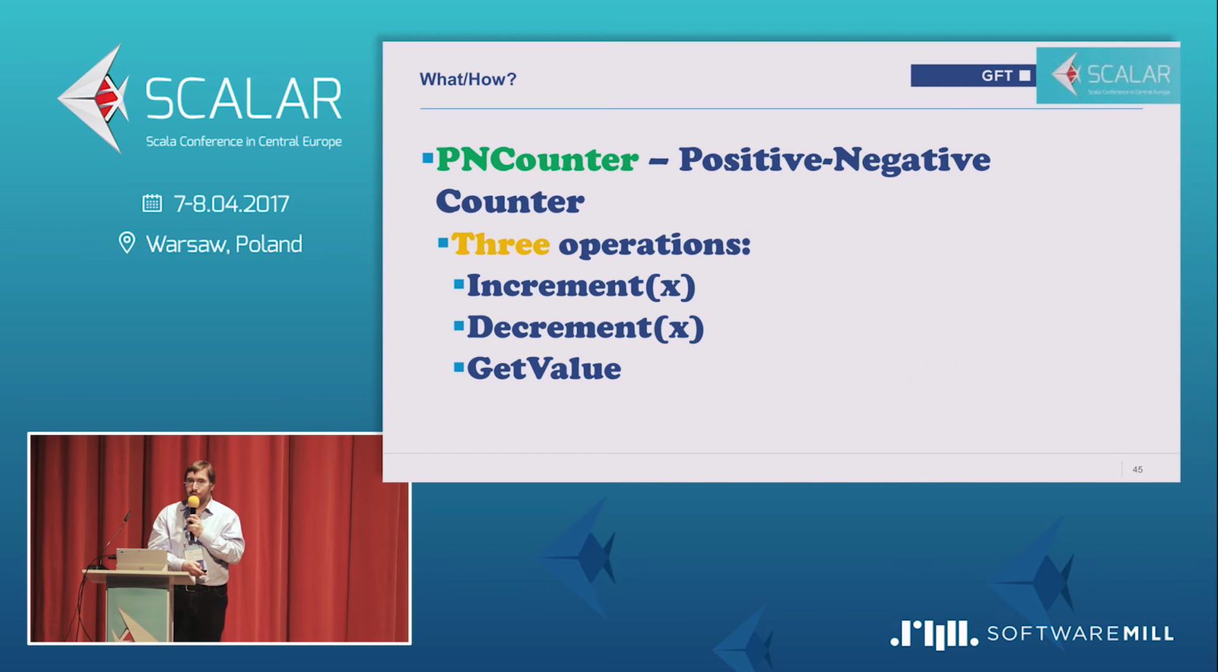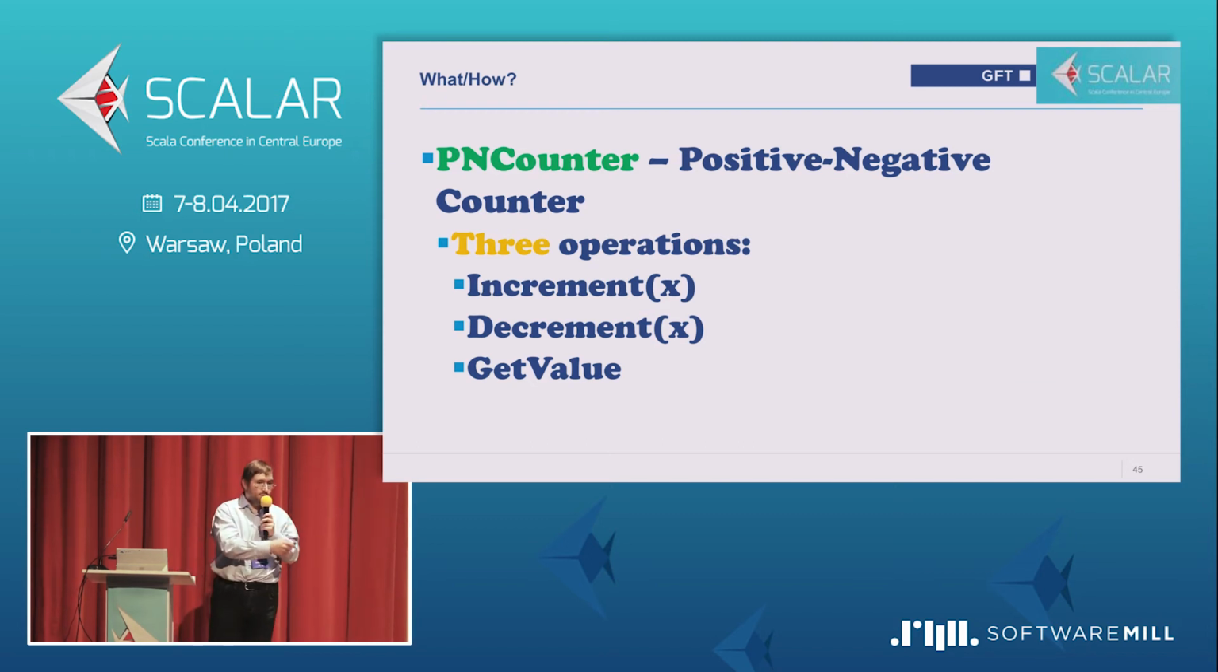So I have 2 values. One is a positive counter and the other is a negative counter, which they both grow. And at the end, before returning the value to the end user, I just subtract the negative counter from the positive counter. There is one problem with that solution, which is the overflow, because those counters grow forever, and that's one big problem with CRDTs.